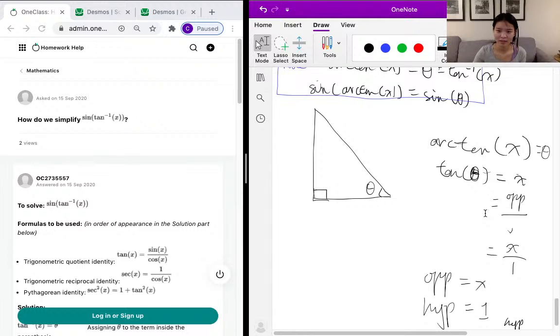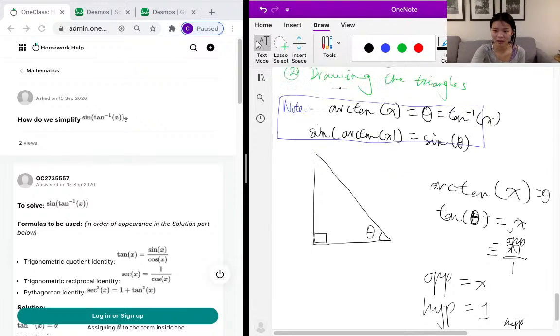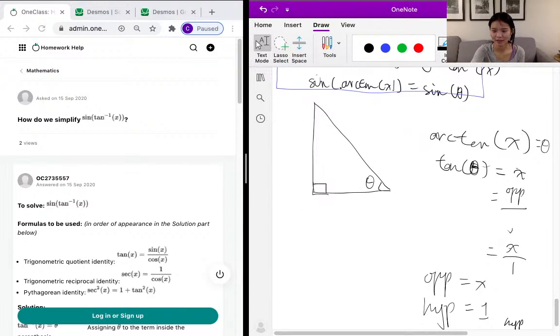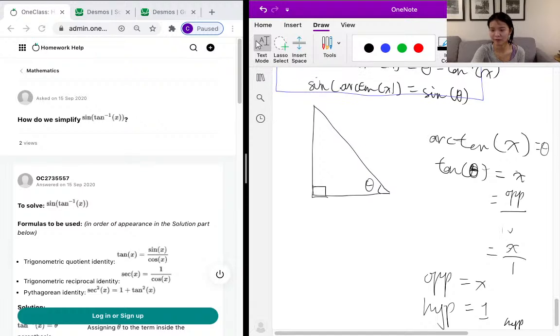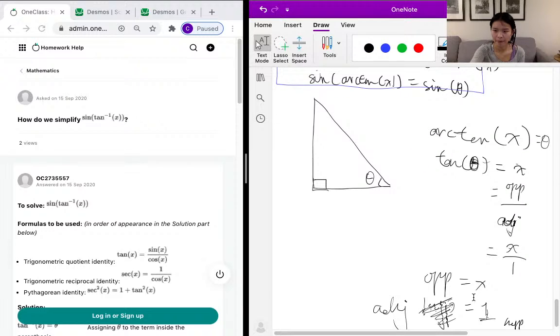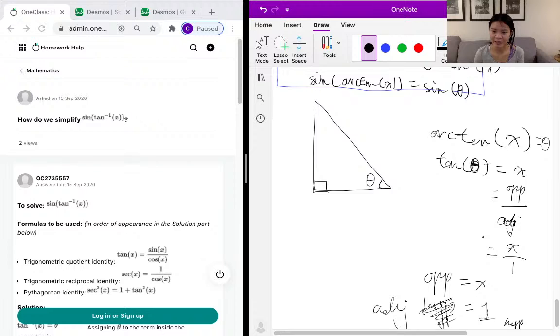Oopsie, the eraser doesn't quite work. Oh, is that a problem with OneNote again? Maybe I should just switch to another software, because OneNote has so many problems. Okay, tangent is actually not opposite over hypotenuse. Tangent is opposite over adjacent. So let me just write adjacent over here. Okay, so tangent is opposite over adjacent.